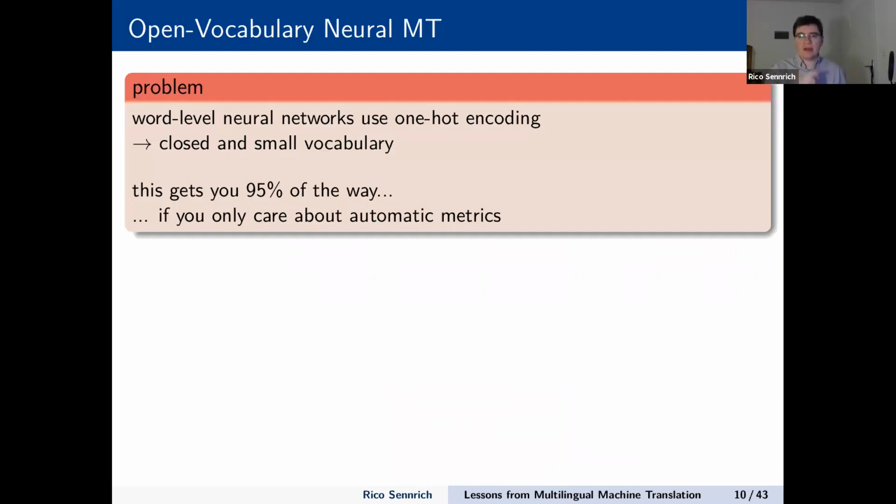So I just want to talk a few minutes about open vocabulary translation, because it will be taken up again later when we talk about multilingual models. We need to have some way of encoding our vocabulary to get the vector representations, and these need to be relatively small and closed for us to be able to train this efficiently. And if you use a vocabulary size of like 10 or 50,000 symbols, you can actually represent like 95% of running text. And if you only care about automatic metrics, that might be enough.